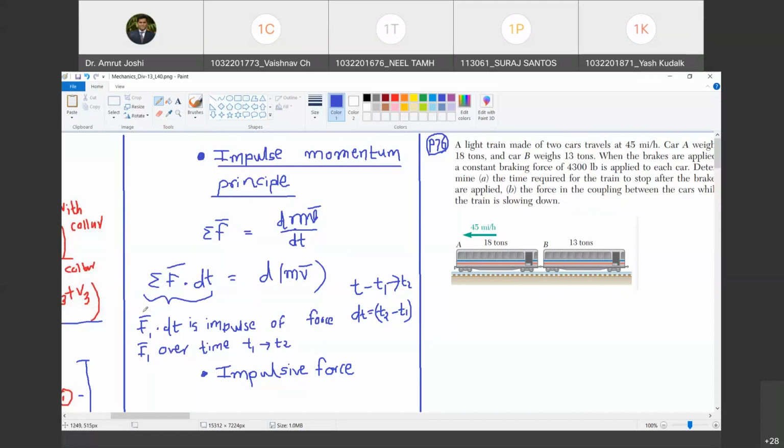Okay. So by definition, F1 bar into dt is the impulse of force F1 bar over time T1 to T2. What is the direction of F1 bar into dt? dt being scalar quantity, the direction of this impulse is same as direction of F1 bar. Do you agree with me? Yes, sir. So you have to understand impulse of a force is a vector quantity. It has two things, magnitude and direction. Are you with me? Yes, sir. And the direction of impulse of a force is in the direction of the force itself.